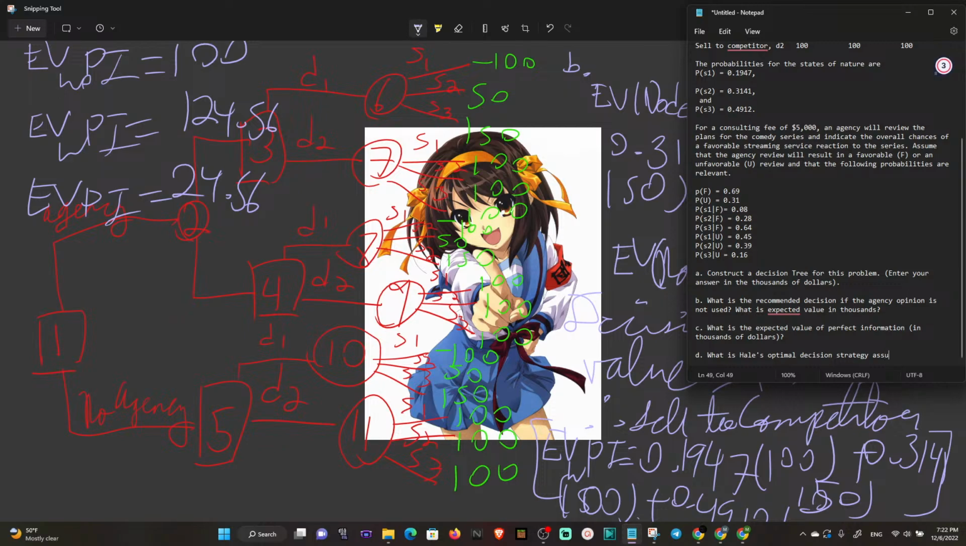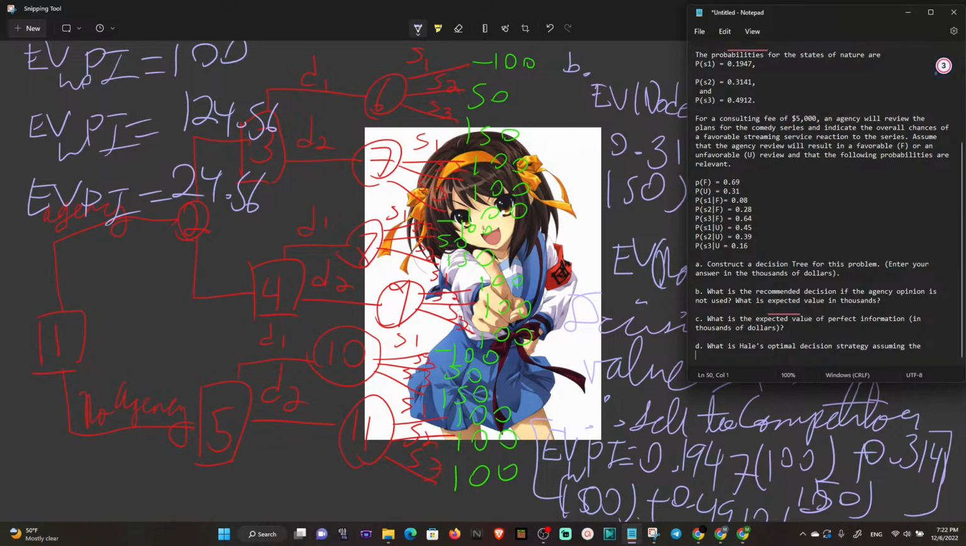What is Hale's optimal decision strategy, assuming the agency's information is used? Okay. Assuming it's used. Well, we'd have to do a lot of rote, written math, sure. So, to do this, we're going to have to get the EV of nodes 6, 7, 8, 9, and then from there, we have to get the payoff of nodes 3, 4, and 2.